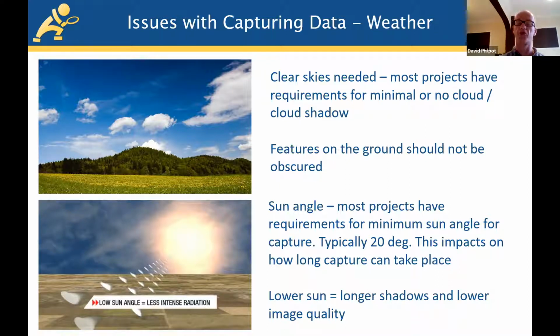So obviously, the lower the sun, the longer the shadows, and the lower the image quality is for your data. Now, the 20-degree requirement is actually pretty standard in the UK and around the world. It's actually written down in the Royal Institute of Chartered Surveyors specifications, and most large contracts for the likes of the UK government for Ordnance Survey use 20-degree minimum as a standard.